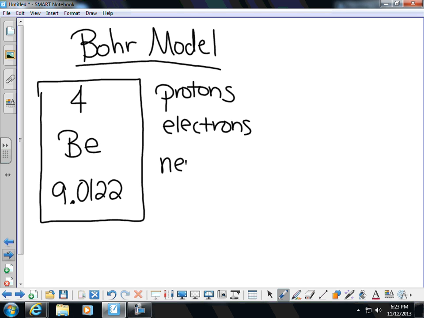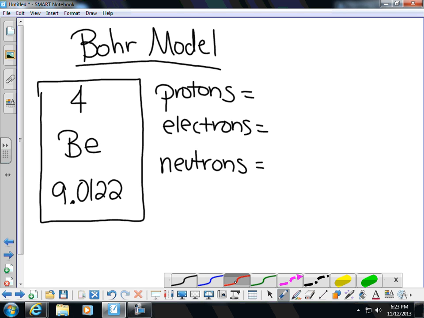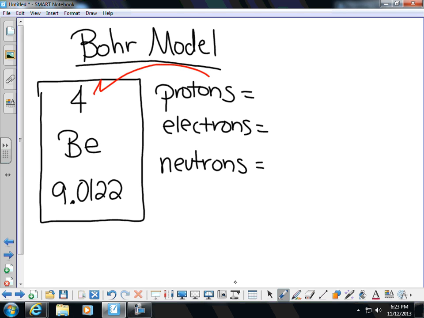and how many neutrons we have. So this time, protons, we always look at the atomic number. The atomic number tells us how many protons, so we have 4 protons. Electrons equals protons in all neutral atoms, so we have 4 electrons. For neutrons, we take the atomic mass and we subtract the atomic number.